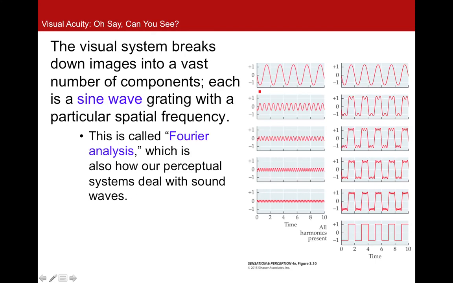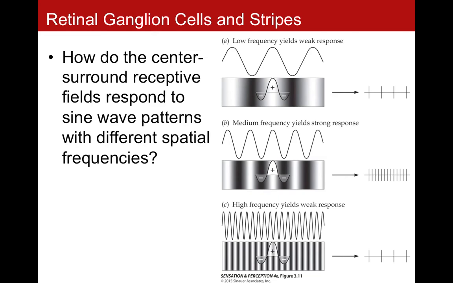So our visual system is very smart. It's going to break down images into a bunch of components. Each of those components is going to be one of these repeating waves called a sine wave that has its grating with a particular spatial frequency. Our brain's ability to do this is called Fourier analysis. That's also how our perceptual system deals with things like sound waves. So even something as artificial as a square wave could be broken down into gratings, like black and white gratings. It can be created by summing together a bunch of different sine waves of different frequencies. Now getting back to those center surround receptive fields, how do those respond to sine wave patterns?